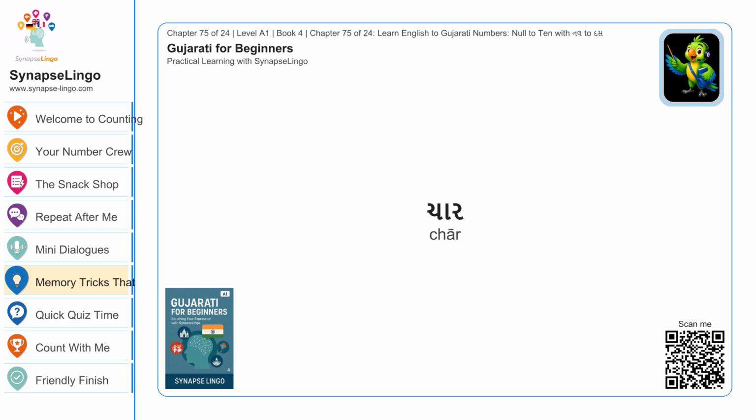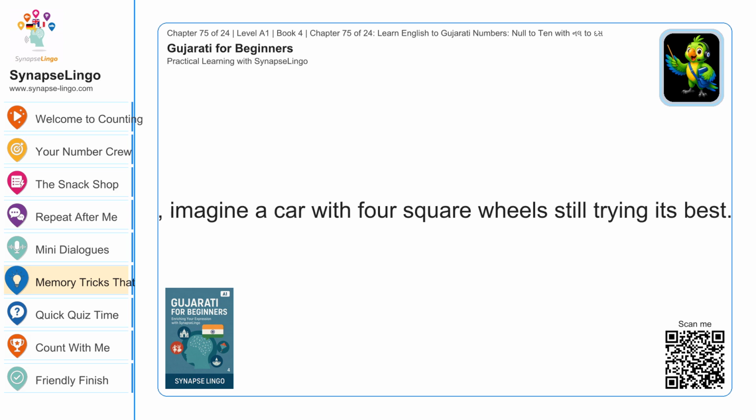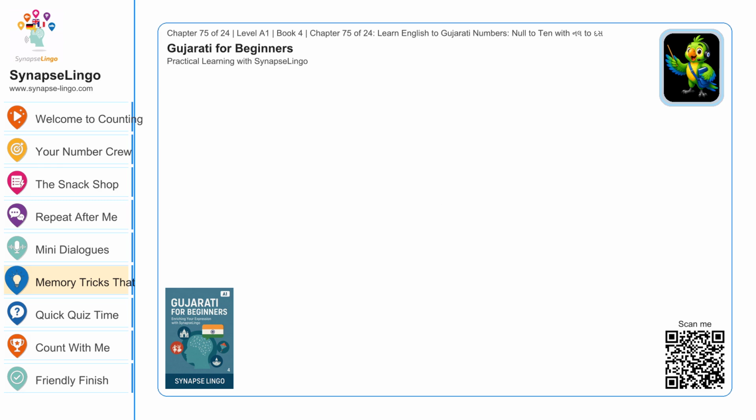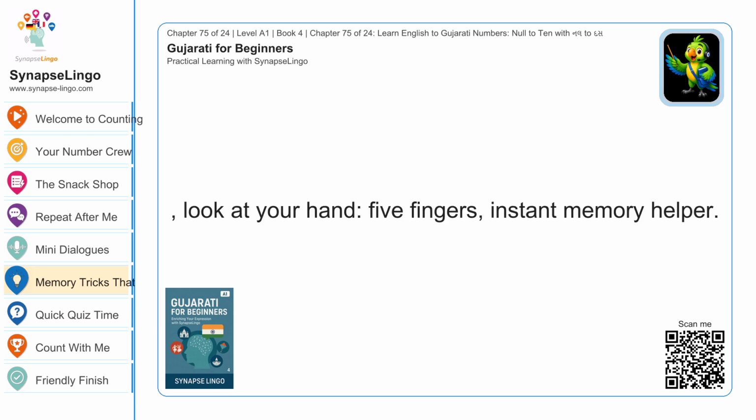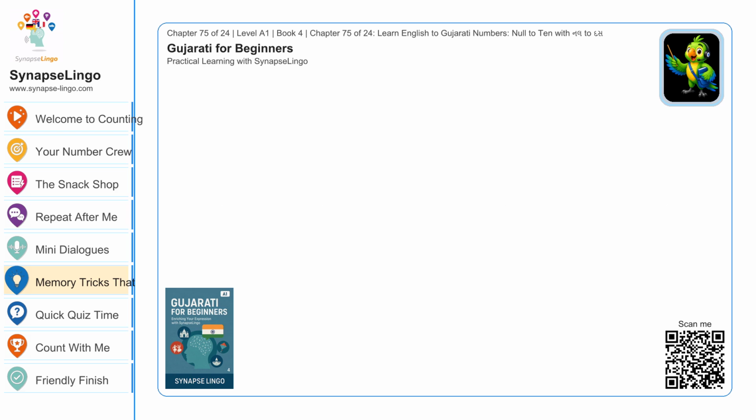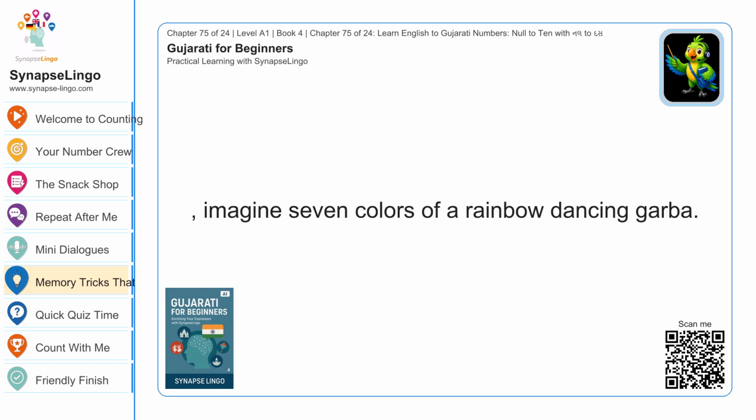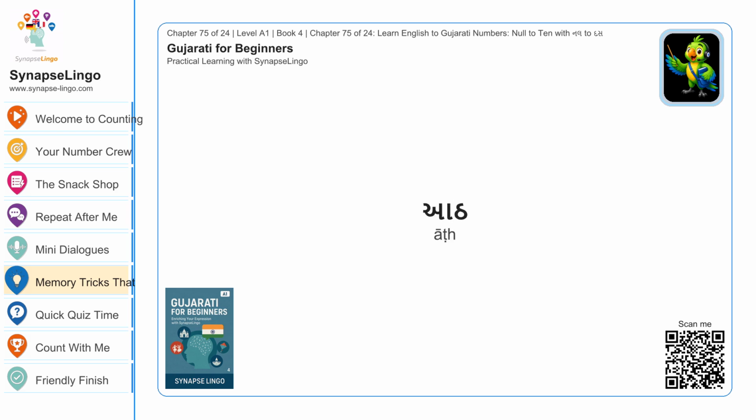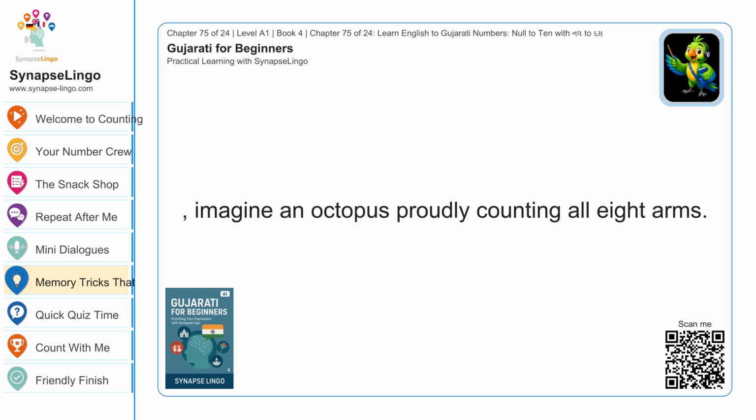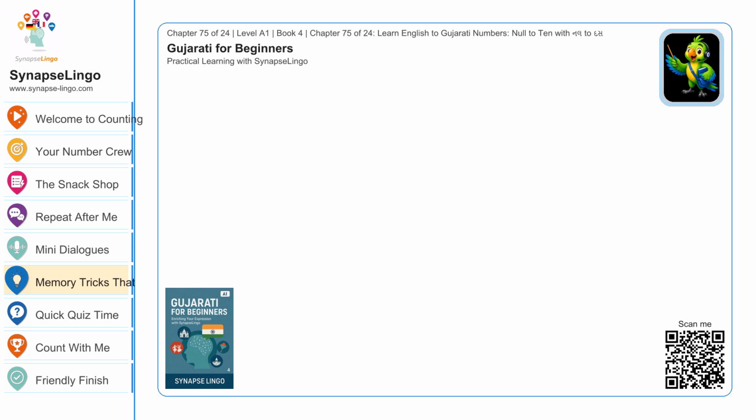4: Imagine a car with 4 square wheels still trying its best. 5: Look at your hand, 5 fingers, instant memory helper. 6: Imagine 6 chips crunching in chorus. 7: Imagine 7 colors of a rainbow dancing garba. 8: Imagine an octopus proudly counting all 8 arms.